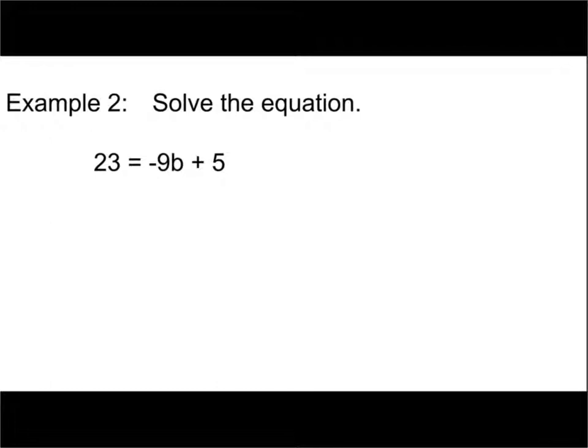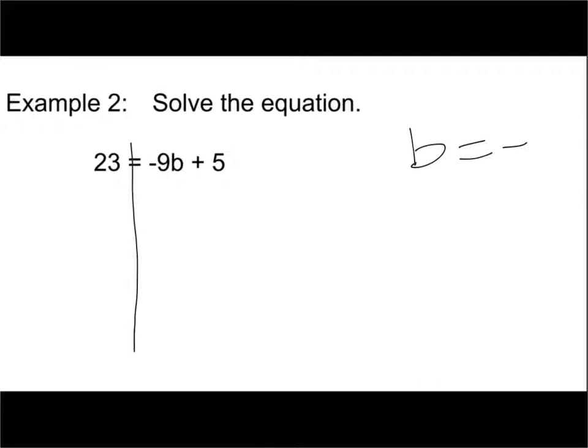All right, in our next example, we've got 23 is equal to negative 9b plus 5. Now, an estimate for this one can be a little tricky because of that negative. But remember, since 23 is positive, then that negative 9 has to be multiplied by a value that will get us into the positive. So b probably has to equal a negative. All right? So we'll just leave that as our estimate.